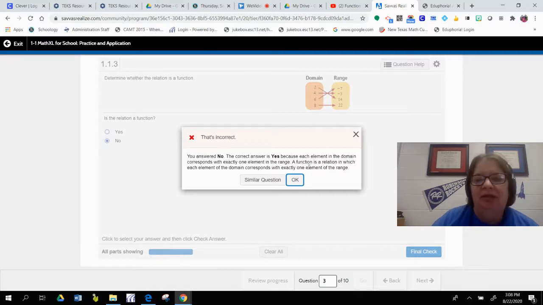Is the relation a function? Now notice it looks the same, but the numbers are different. 3 only goes with 15. 4 goes with 1. Now look at this 6. It has an arrow to the -6 and an arrow to the 20. Can this element of the domain go with more than one element of the range? Why, no, it cannot.